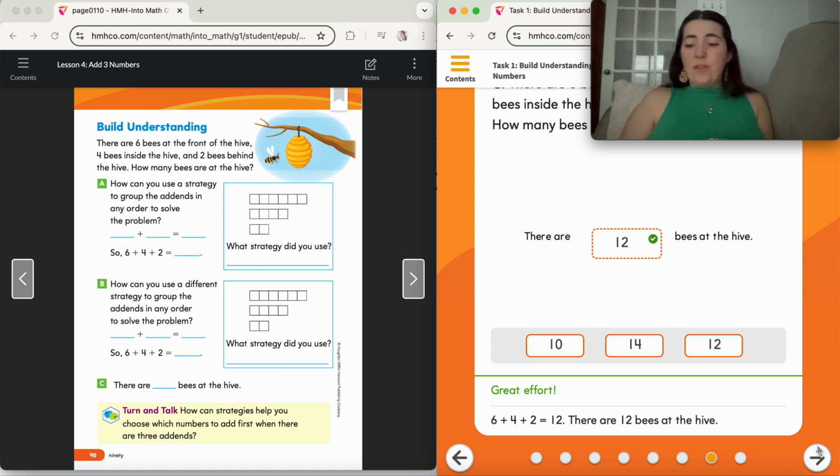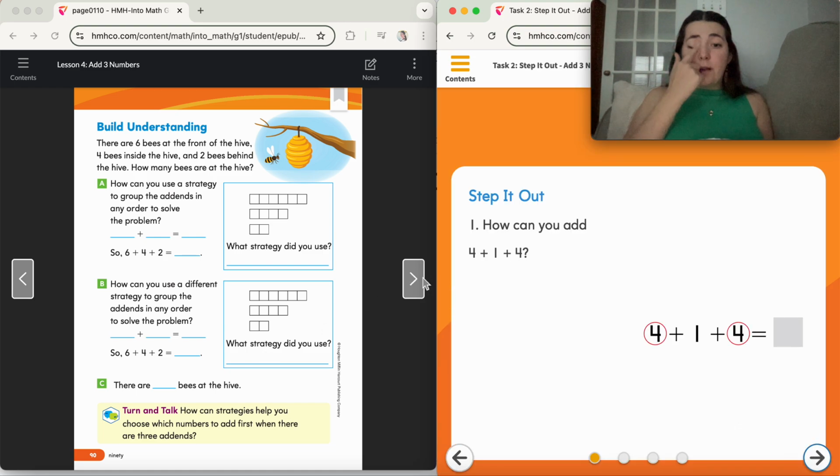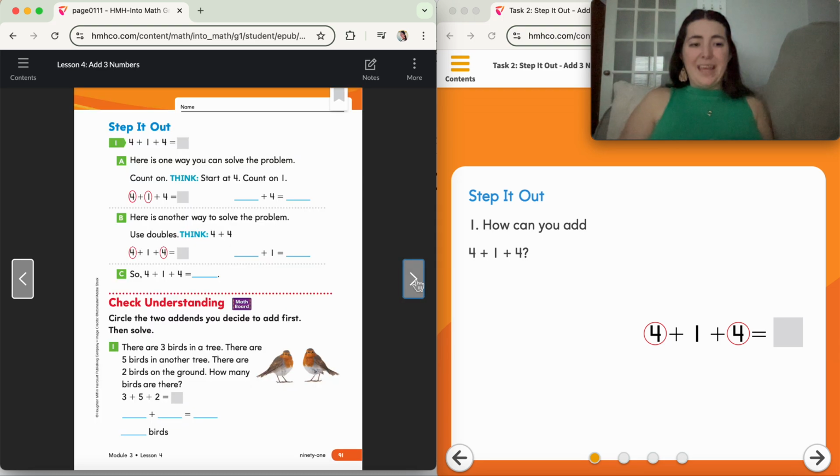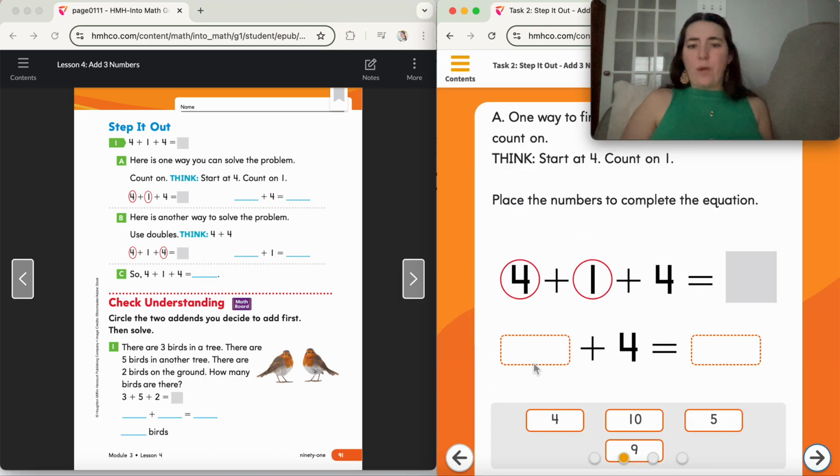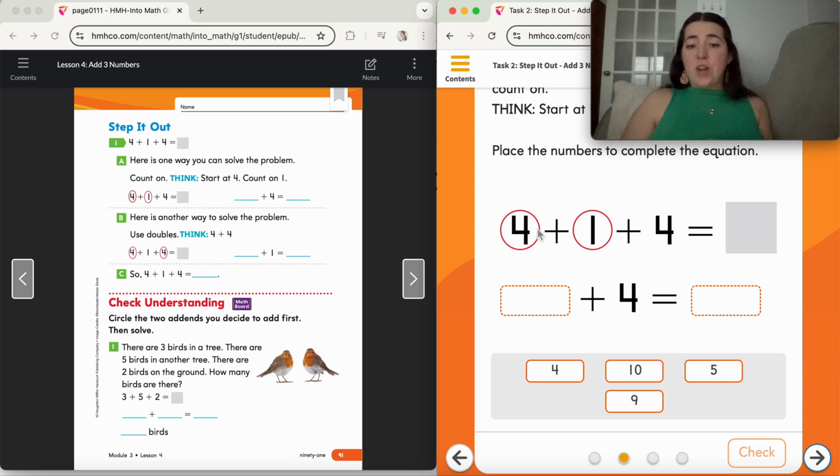All right, if you need more time, take more time. Otherwise, we're going to turn and go to step it out. We are trying to solve 4 plus 1 plus 4 equals blank. It says here is one way you can solve the problem. First by counting on. So think, we start at 4 and count on 1. Okay, so first we're going to start at 4 and count on 1. So 4 plus 1 equals what?